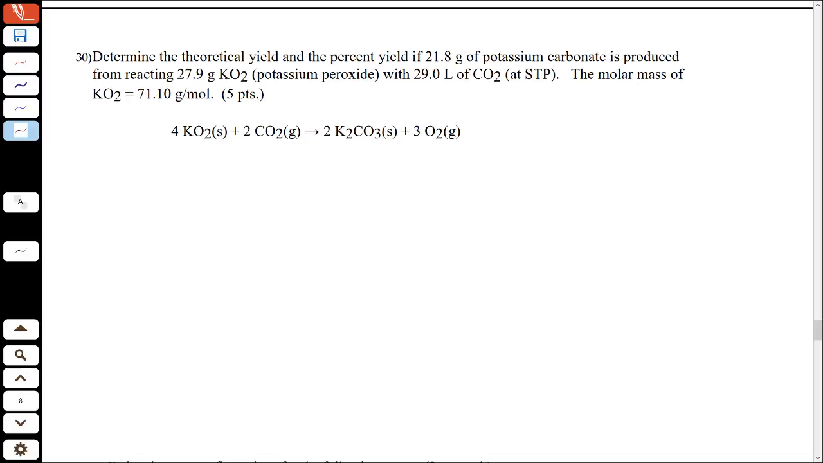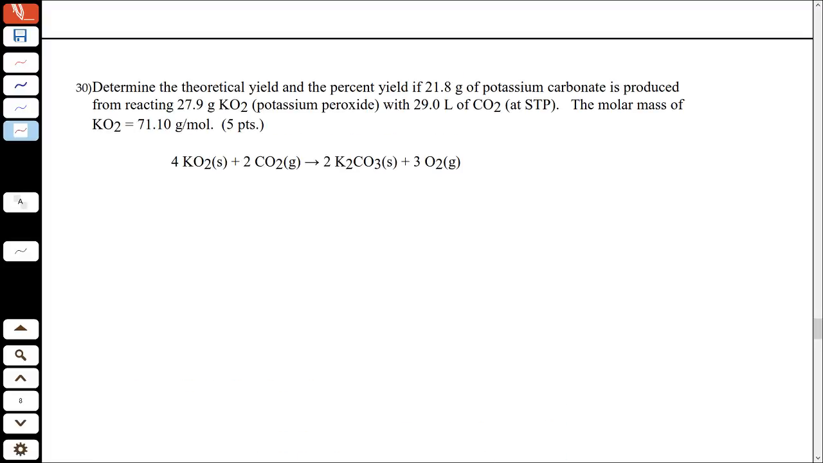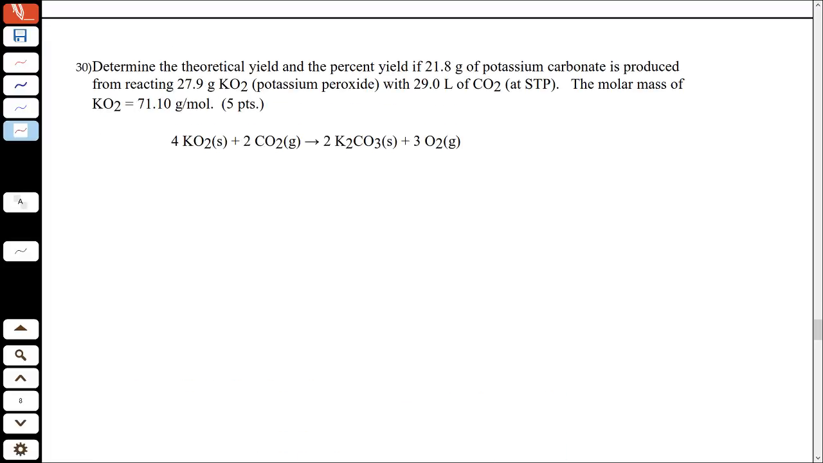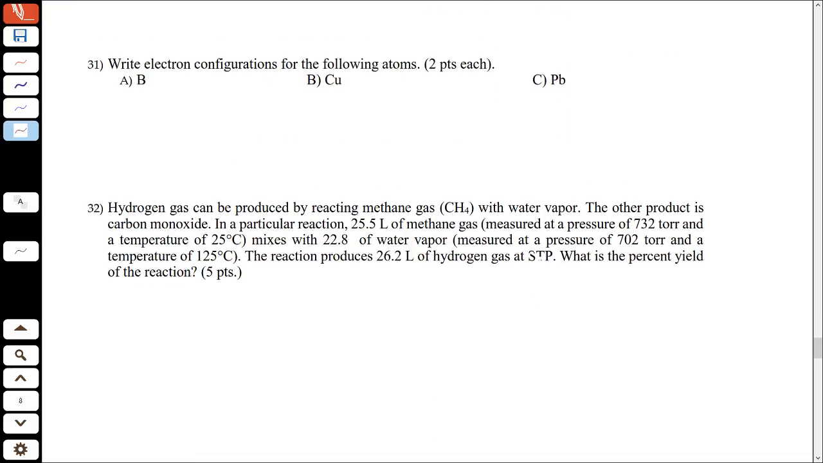And then this one didn't ask for percent yield, just the theoretical. Oh no, it said percent yield too. So the percent yield is going to be 21.8 divided by that theoretical yield, 27.1. It comes out to about 80%, yeah. Okay, if you want to see that, or if you want me to look through what you did, if you're not sure how that problem works, come see me sometime so we can go through it.